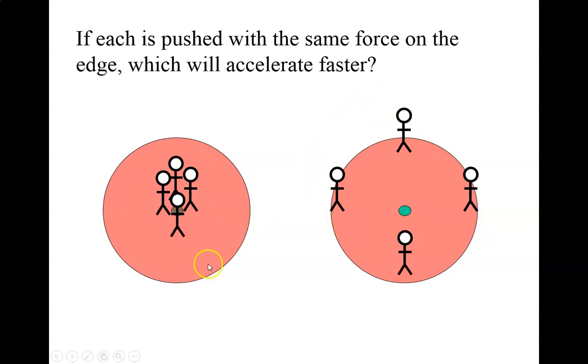Well, this one here has less inertia. This one here has greater rotational inertia. So which is going to be easier to spin, the one with less inertia or the one with more inertia? It's going to be the one with less inertia. Okay. Alright. Any questions? Good.